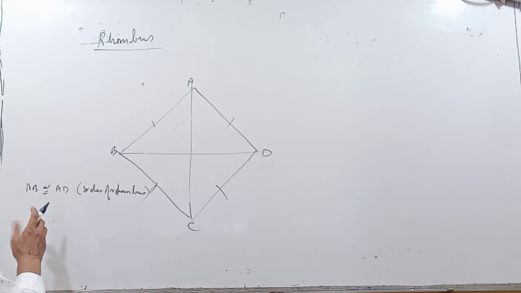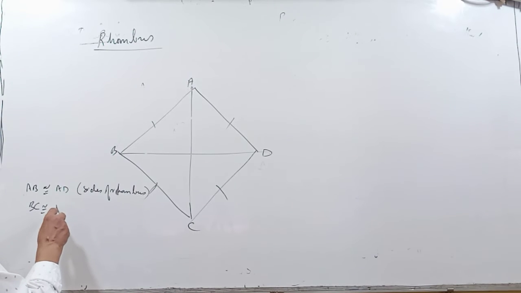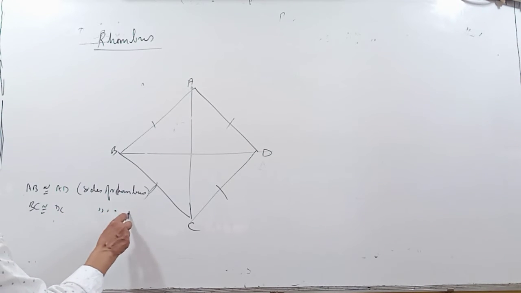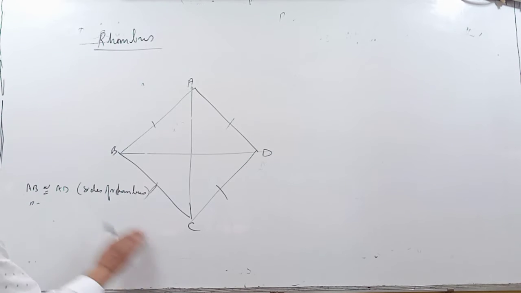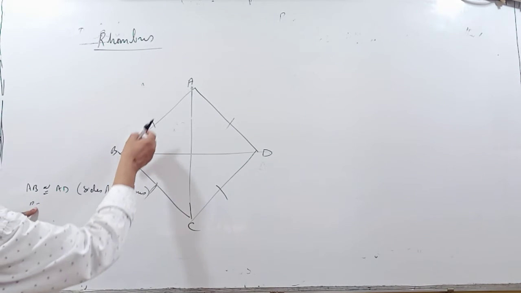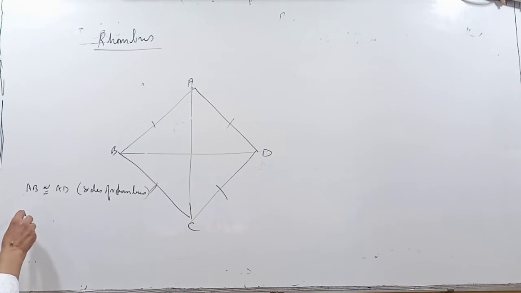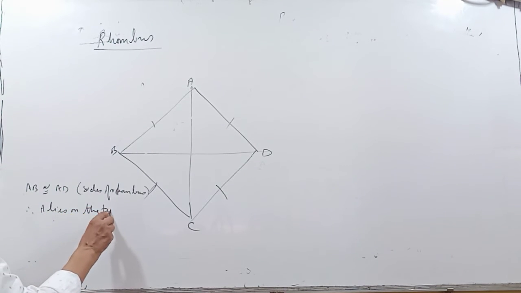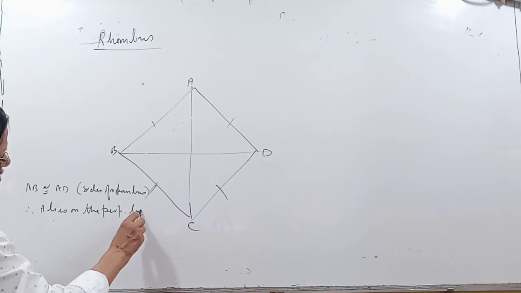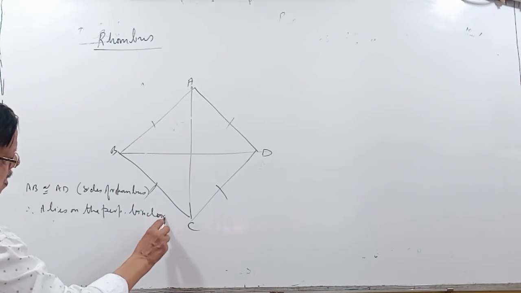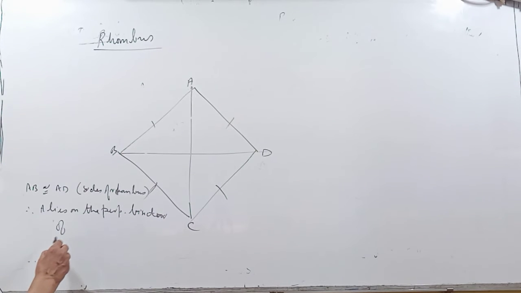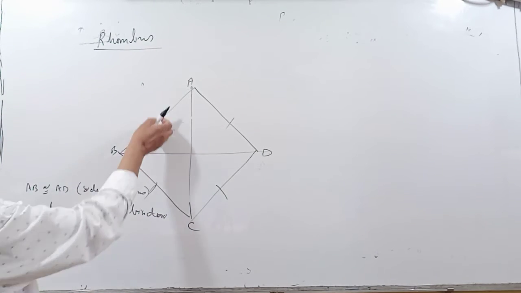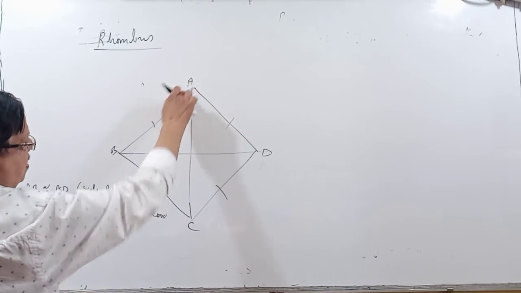AB is congruent to AD, sides of the rhombus. BC is congruent to DC, again sides of the rhombus. If AB is congruent to AC, AB is congruent to AD, therefore A lies on the perpendicular bisector of BD. AB congruent to AD means A lies on the perpendicular bisector of BD.